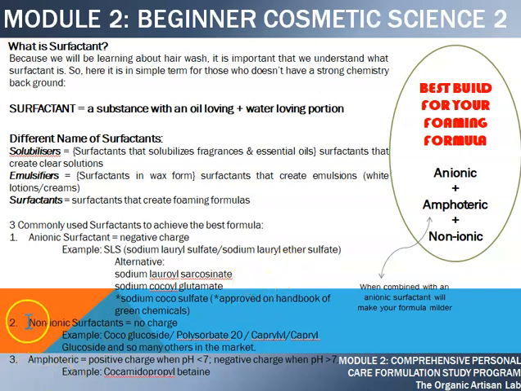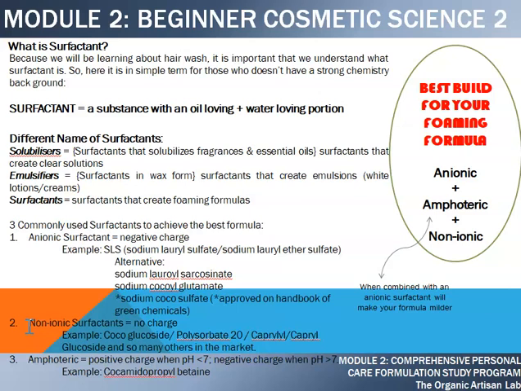For number two, we've got non-ionic surfactants, which are no-charge substances. Examples of non-ionic surfactants are, again, the solubilizers that we used in module 1, polysorbate 20, caprylyl glucoside, coco glucoside, decyl glucoside, and so many others in the market.